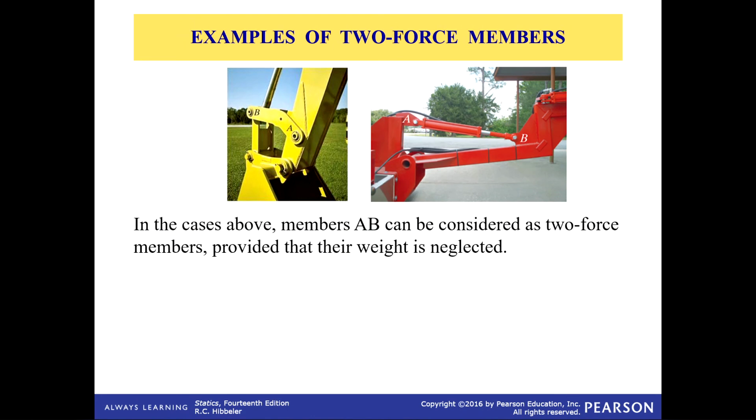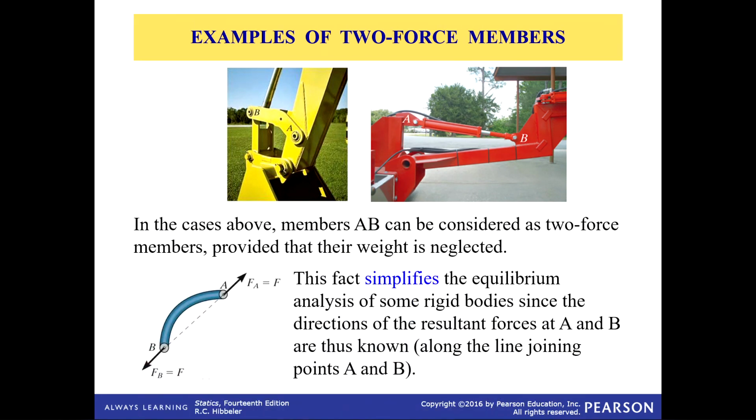Some examples. The hydraulic ram is the one there on the right. It's a pretty common mechanical example, right? The force on one side of the ram is the same as the other side of the ram. That link there in the bucket looks similar to the little sketch that they have there, right? That little bent boomerang type link. The force at A is equal to the force at B because those are two-force members.